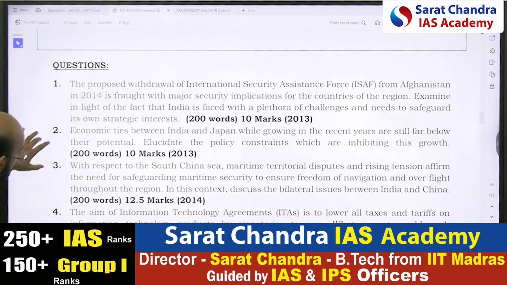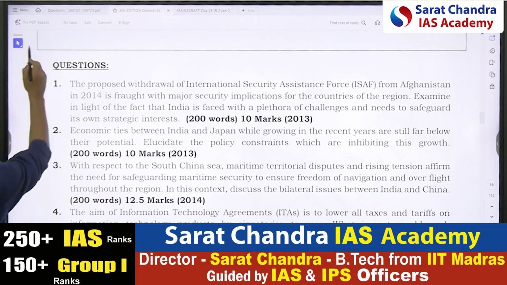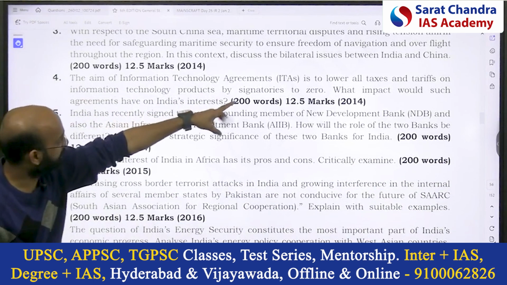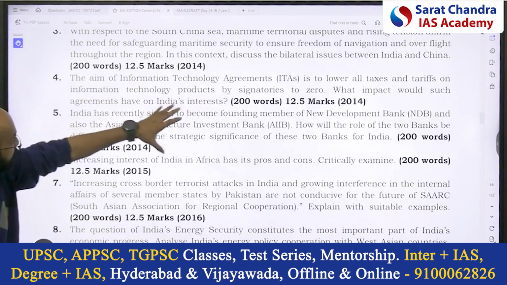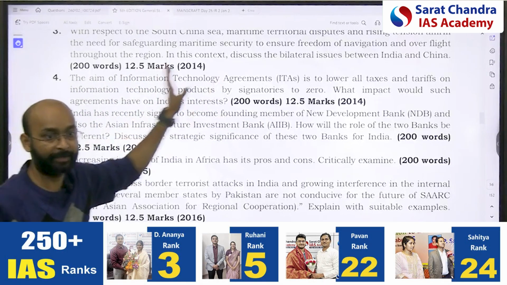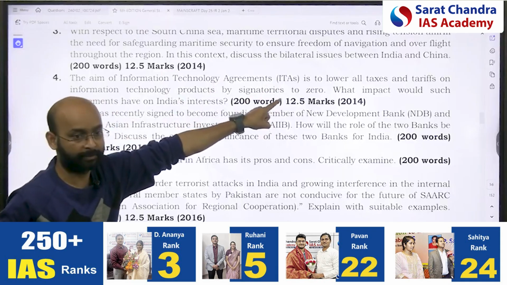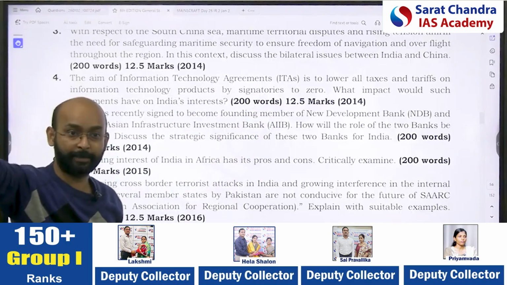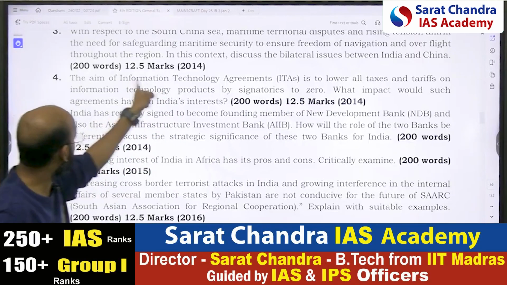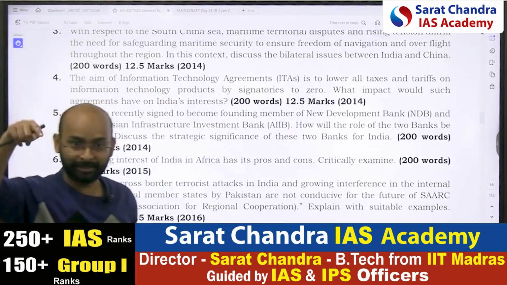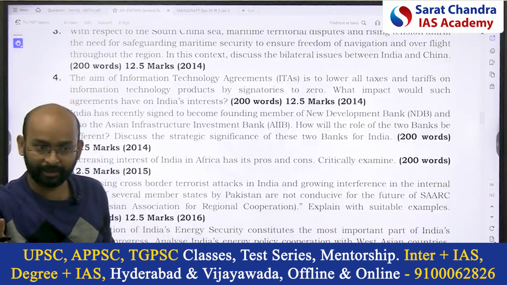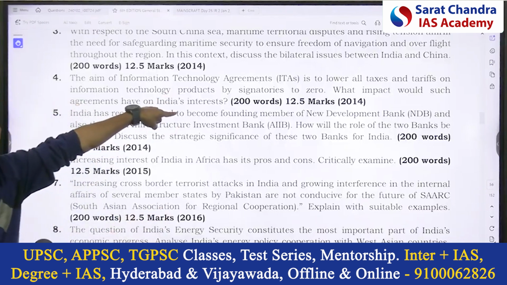Here also, the aim of information technology agreement is to lower all taxes and tariffs. What impact would such an agreement have on India's interest? Some agreement happened, impact. This is nothing but the agreement topic. I think this is misplaced in this particular topic. But information technology agreement, we have seen that category, agreement wala category. What can be the implication in India? Exactly they are asking from here.